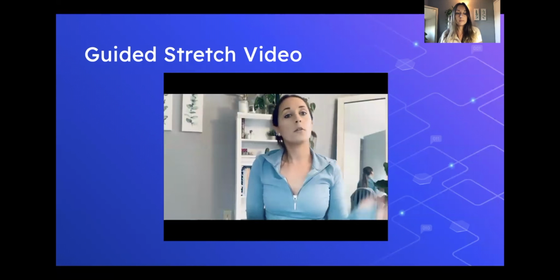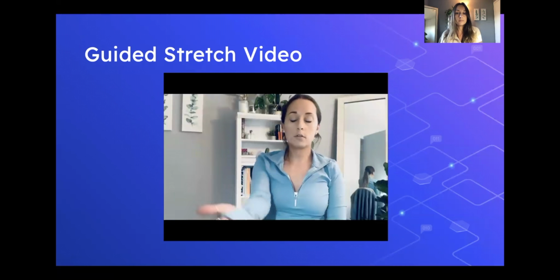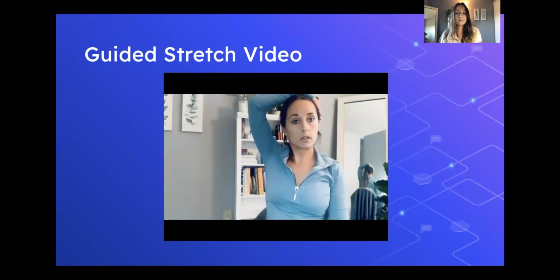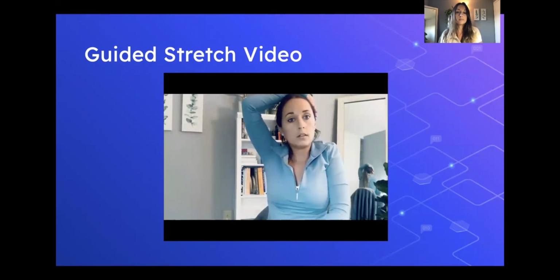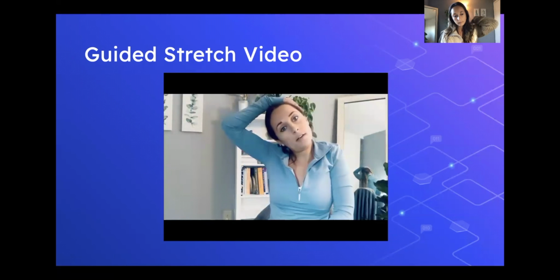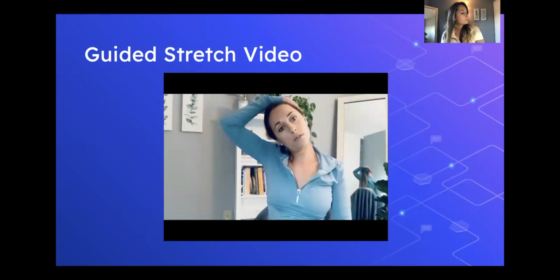Okay, now we're going to do the other side. So with your left hand on the side of your head, you're going to shrug your right shoulder. Slowly pull your head down, release the shoulder. You should feel that stretch.